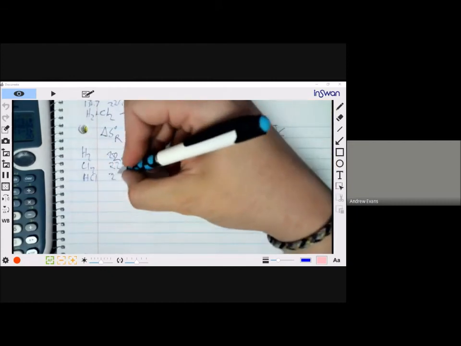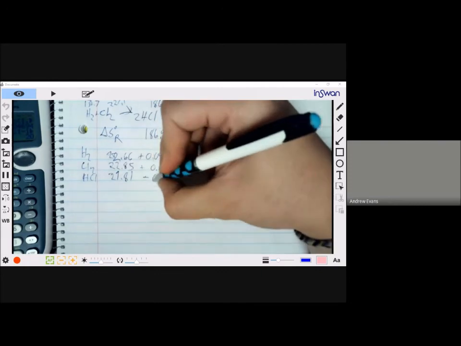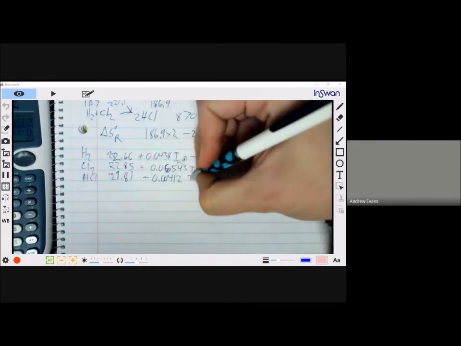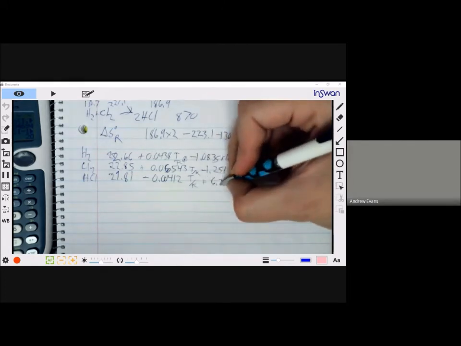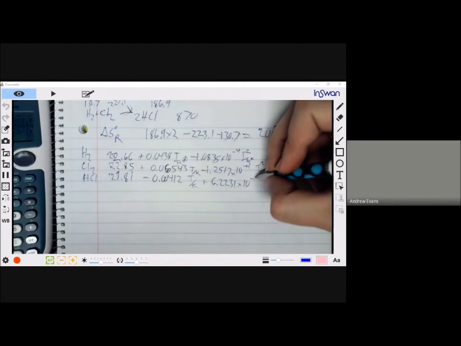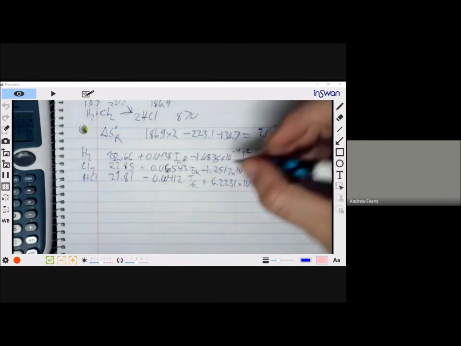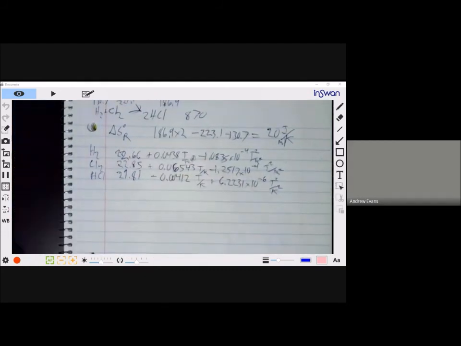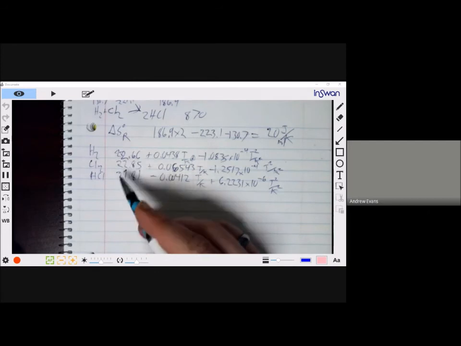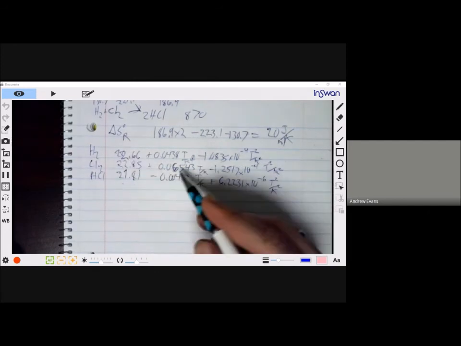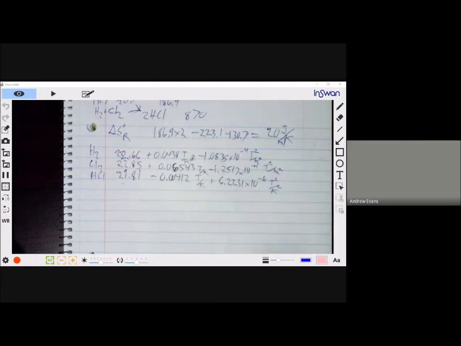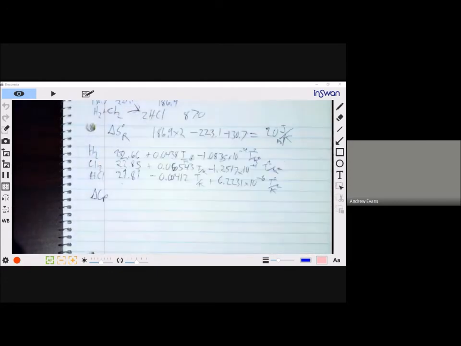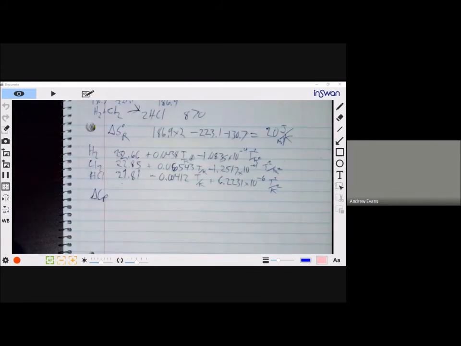And then for HCl, you have 29.81, negative 0.00412 T, and you have a positive 6.2231 times 10 to the negative sixth T squared. So to calculate your C sub P, you would calculate it the same way as you would calculate your delta S: 2 times this minus this and this. So delta C sub P becomes 29.81 times 2 minus 22.85 and minus 22.66.